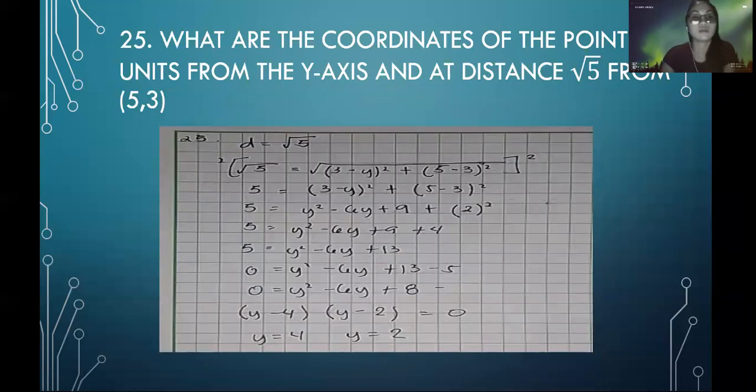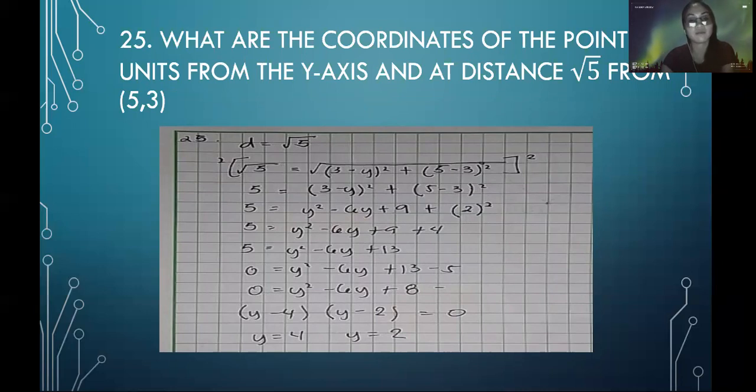Sorry. Number 25. What are the coordinates of the points 3 units from the y-axis and a distance square root of 5 from point (5, 3)? So square root of 5 equals the square root of (3 minus 1) squared plus (5 minus 3) squared. Then square both sides, so the square sign is cancelled. So it will become 5 equals the quantity (3 minus y) squared plus (5 minus 3) squared.